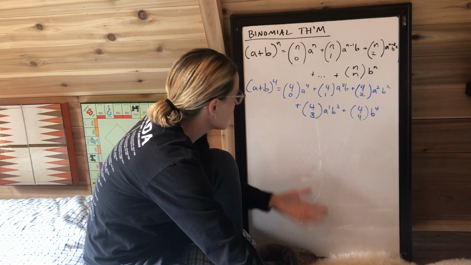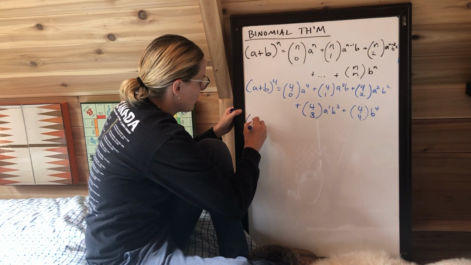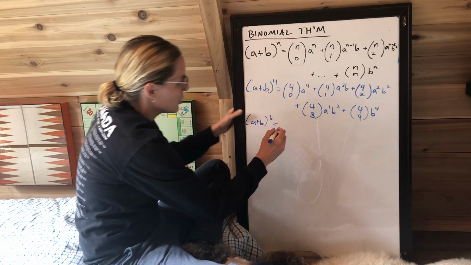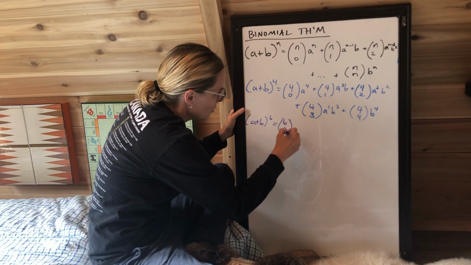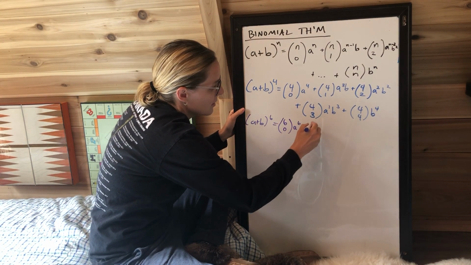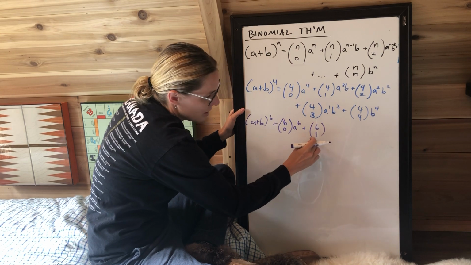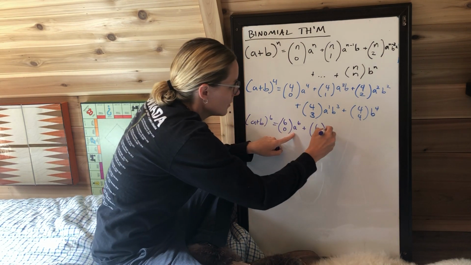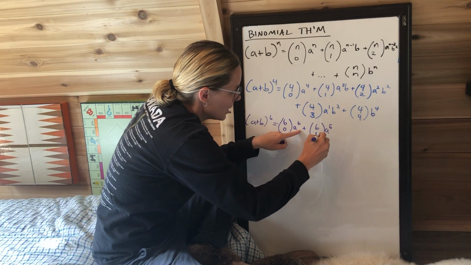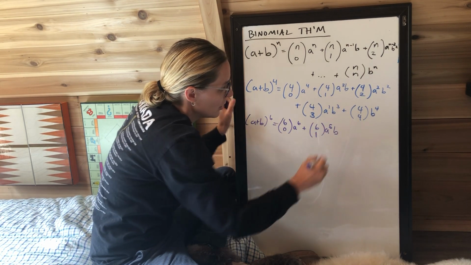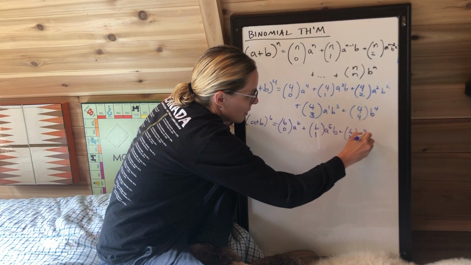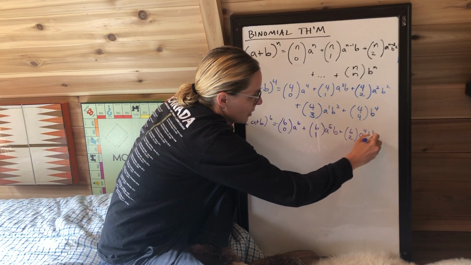Now, if we apply this and said, okay, could you do a plus b to the 6 in the same way? Of course. I would do 6 choose 0, a to the 6. 6 choose 1. Just keep increasing this. What happens to the power on the a? Goes down by 1. What happens to the power on the b? It was a 0 here. Goes up by 1. 6 choose 2. A goes down by 1. It becomes a to the 4. B goes up by 1.